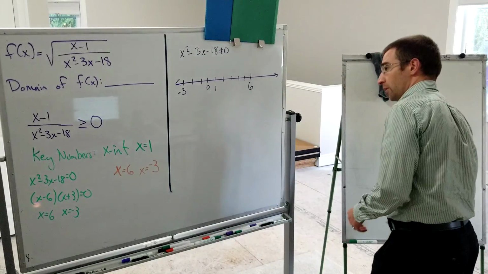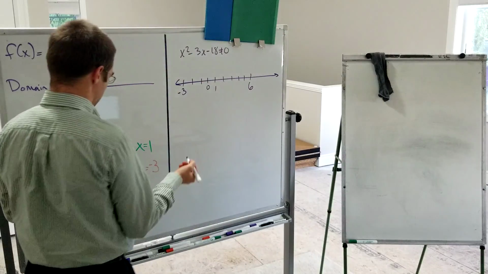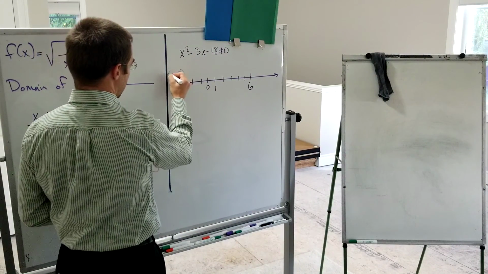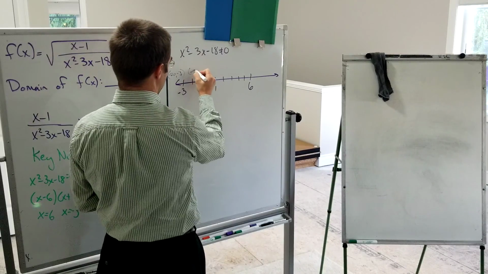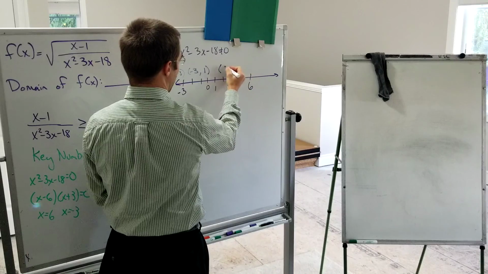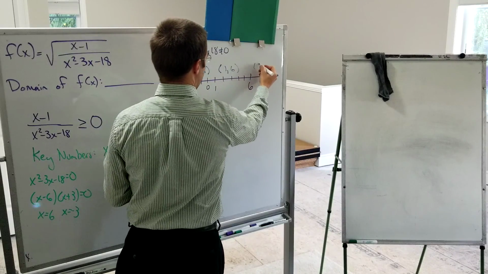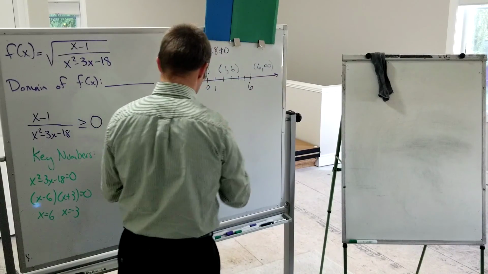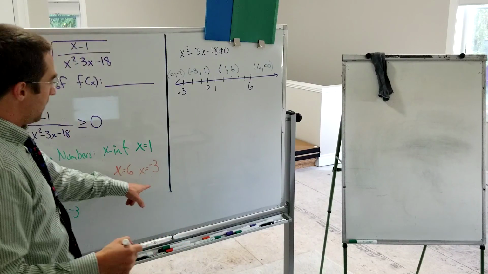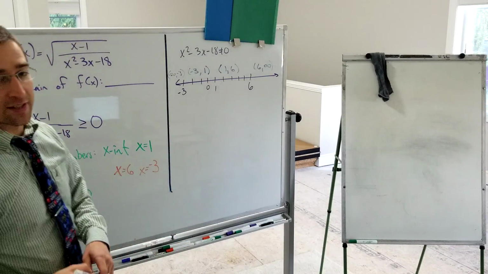We have an interval from negative infinity to negative 3. We have an interval from negative 3 to 1. We have an interval from 1 to 6. And from 6 to infinity. Right? And we can make brackets on the 1, but need parentheses on the 6 and the negative 3.